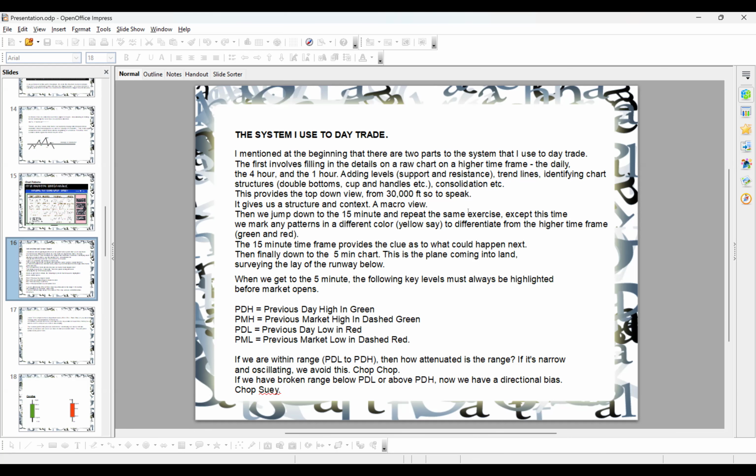Okay, so anyways, daily, 4 hour, 1 hour, that's the macro view. And then the 15 and the 5, that's the micro view. So when I get down to the 5-minute, I'm marking 4 key levels every day before the market opens. I'm marking the previous day high, and I do that in green. I'm marking the previous day low. I'm doing that in red.